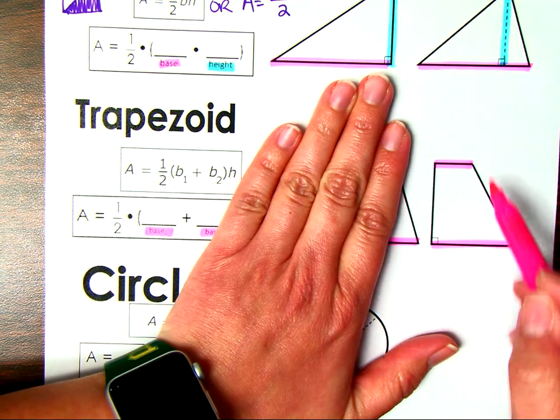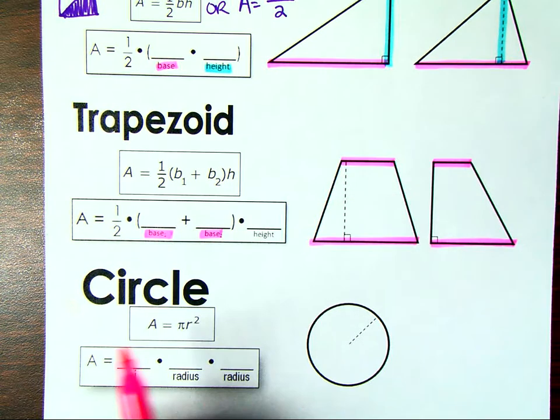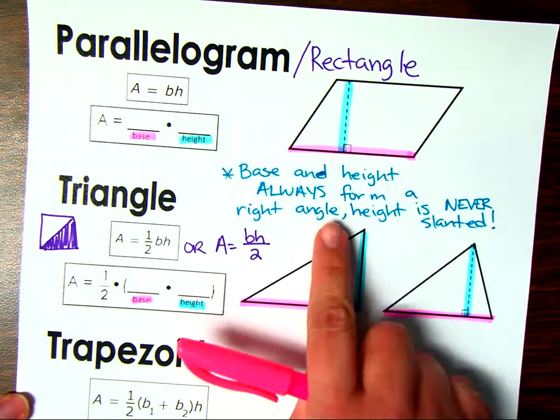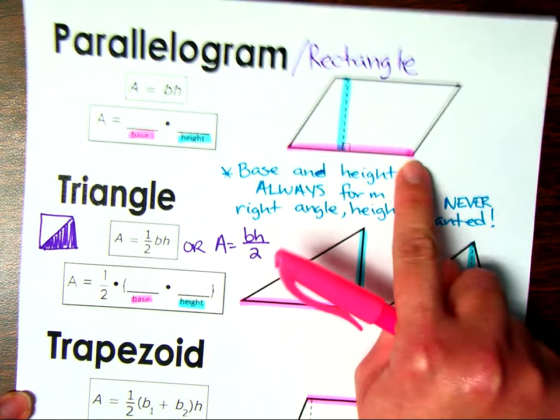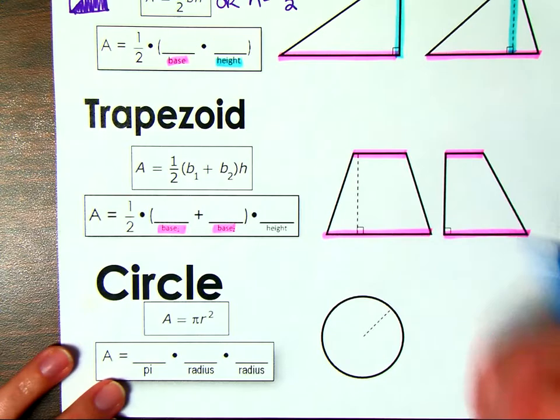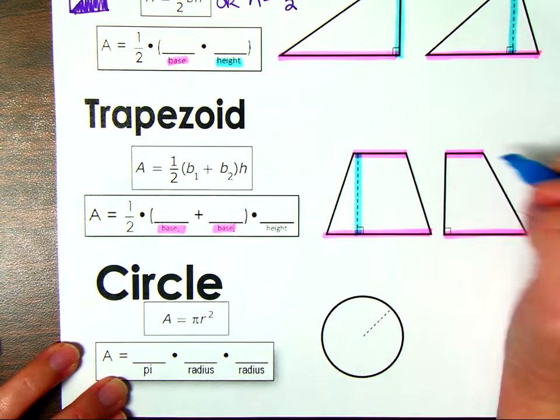We could double it, turn it around, push them together like we did in the previous video, and see that they're going to make a parallelogram or a rectangle. And so that's why we have to add those bases together to make the total of this base. Okay? And then your height still forms your right angle.